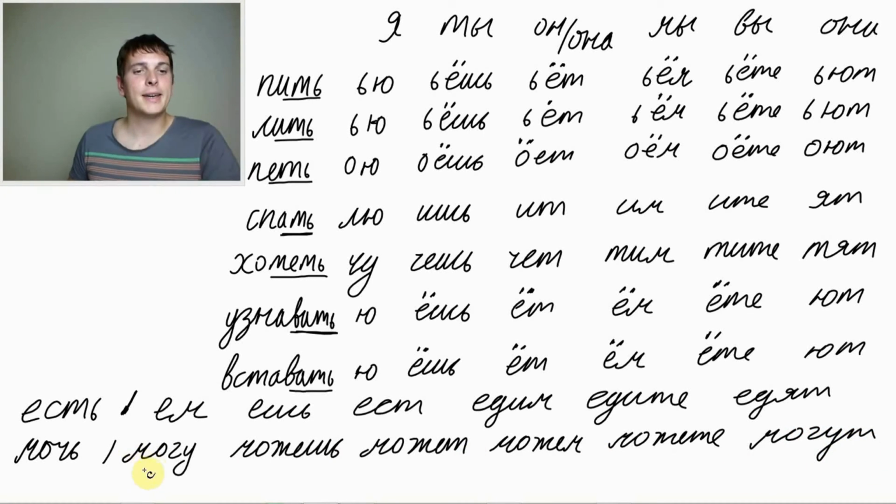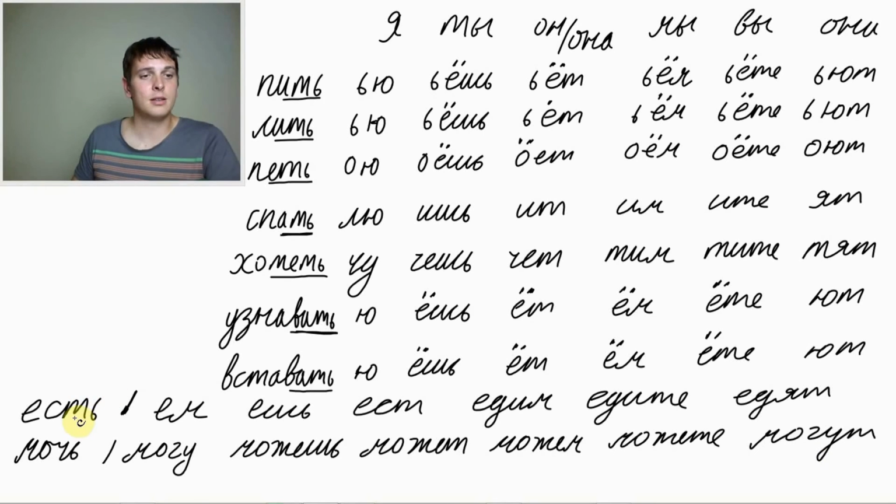So, I can, я могу. You can, you are able. Ты можешь. Он, она может. He or she is able. Он может, or she is able, она может. Мы можем. We are able. Вы можете. You are able in the polite form, or in the plural form. And они могут, they can.